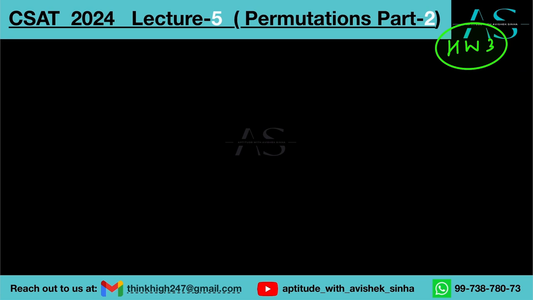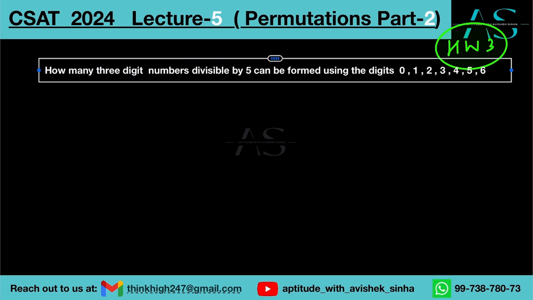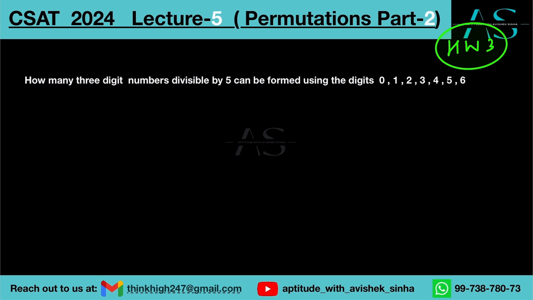Okay, so the question is simple, not that difficult. How many 4-digit numbers divisible by 5 can be formed using the digits 1, 2, 3, 4, 5, 6? That's it. Repetition of digits is not allowed. Repetition of digits is allowed. Take this as homework number 3.